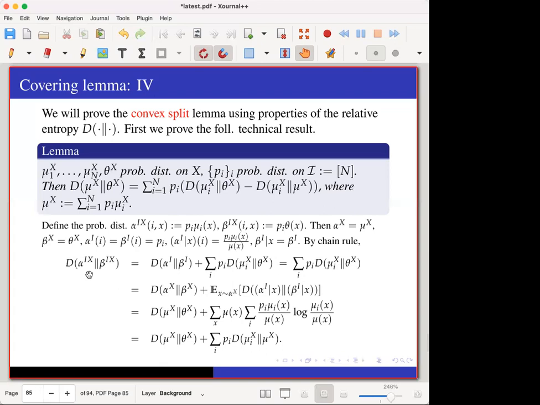Now I'll go back to the left-hand side out here, and I will apply the chain rule the other way. I'll first take the register x, and then I'll expand according to that. So I first get the relative entropy between alpha and beta on the set X, and then I have to choose a symbol x according to alpha X, and then I have to find the relative entropy between the two probability distributions alpha I given little x and beta I conditioned on little x. So I know what is alpha I conditioned on x and beta I conditioned on x. So I plug those quantities in.